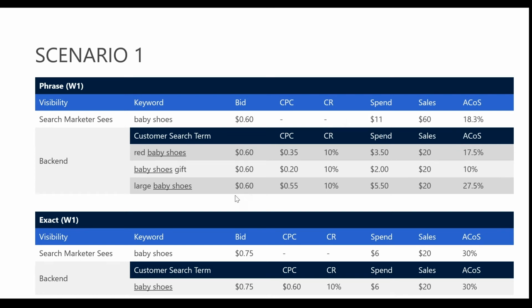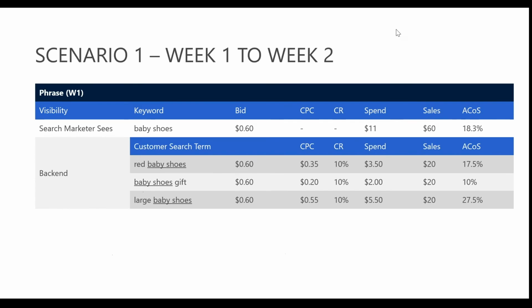And then we also have an exact ad group running with the same baby shoes. Since we're holding everything else constant, we won't see this till the end. Just forget about it. It's getting sales as well. But the point is to show you the phrase match type and what's going on. Week 1, there we go.